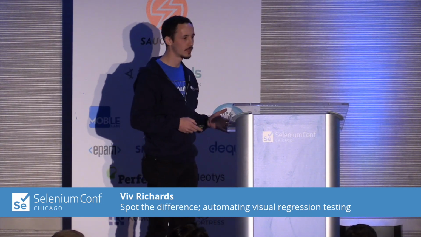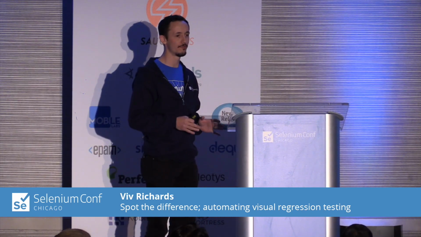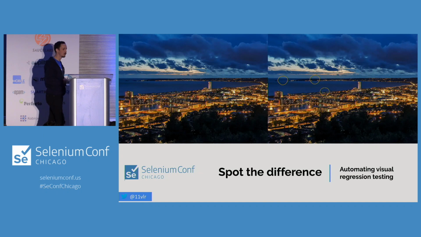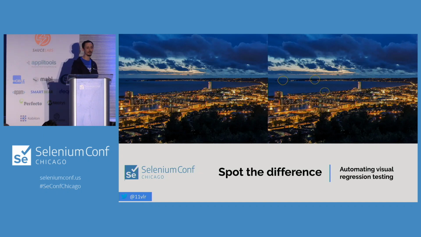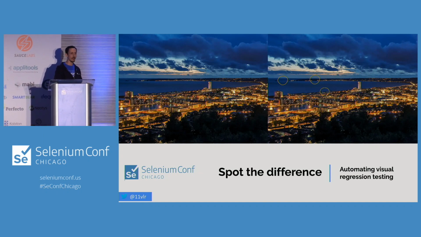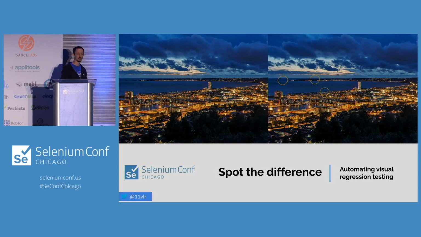So in this session, we're going to look at why manual testing alone often isn't enough. We're going to look at some common issues with end-to-end UI testing. We're going to look at ways that we can improve on UI end-to-end testing, but also then move on to visual testing, what it is, and some common pitfalls.